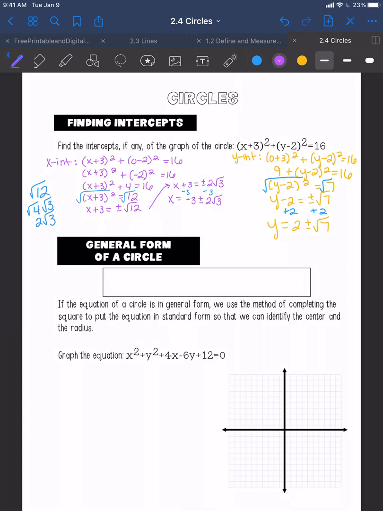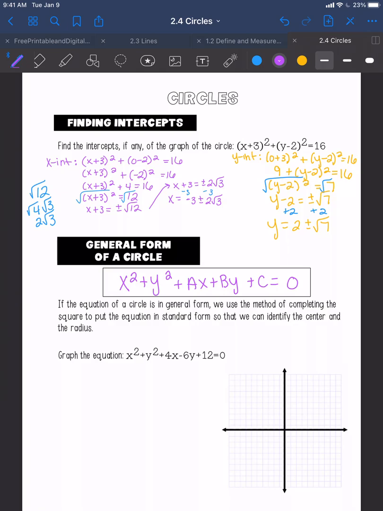And last here we have general form of a circle. The general form of a circle is x squared plus y squared plus ax plus by plus c equals 0. So it's set equal to 0. Everything's on the left-hand side. And to get that, you're really just taking your standard form and you FOIL and subtract your constant over.